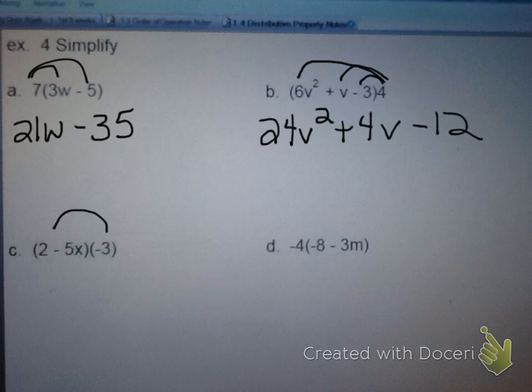Example C, we are distributing the negative 3 times each term in that parentheses. Negative 3 times 2x is a negative 6x. And it's just negative 6. Negative 3 times a negative 5x is a positive 15x. Okay, you try to do example D on your own.